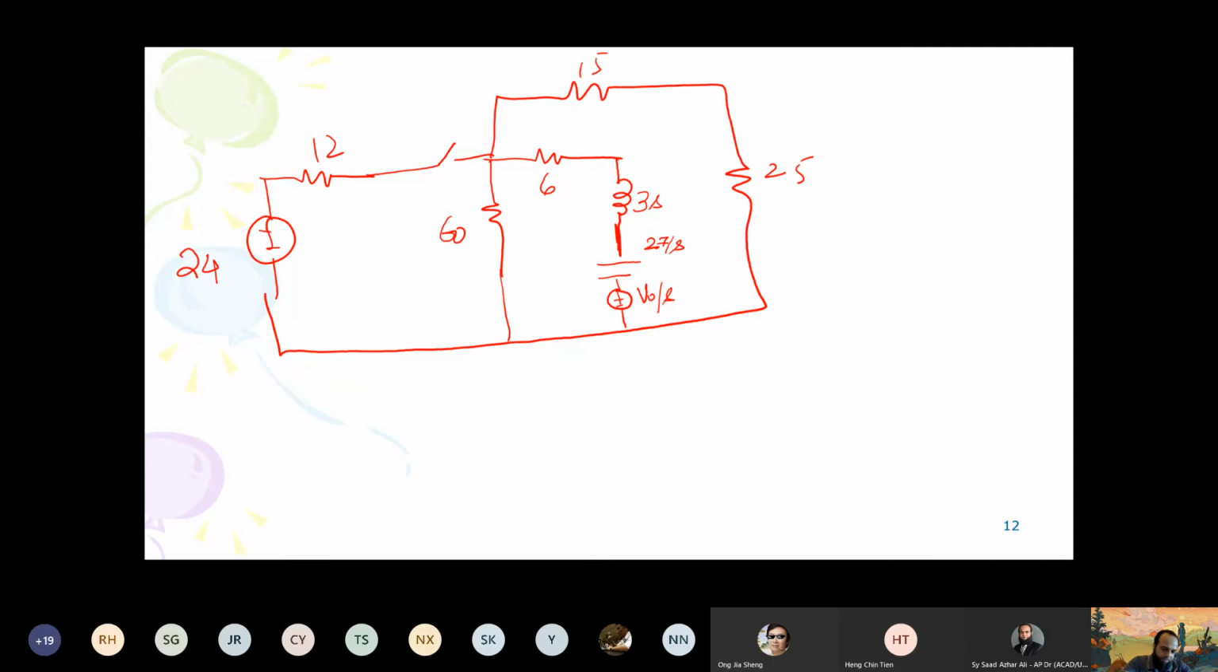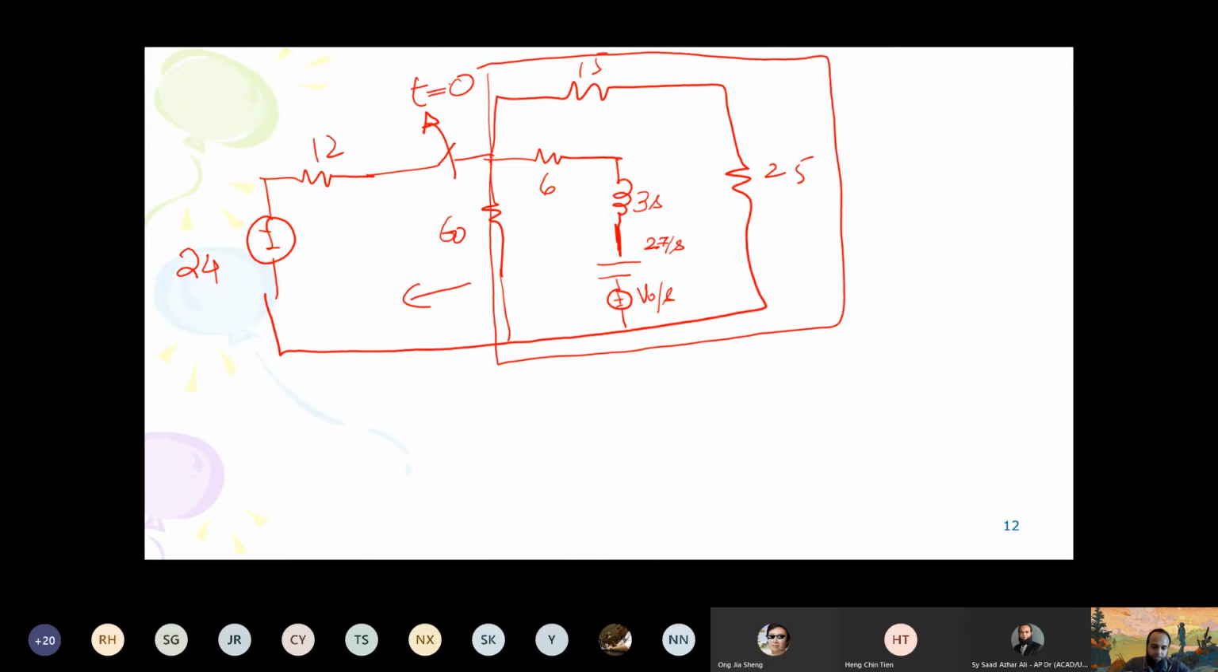Now we're considering at t equal to and greater than 0. So what will happen to the circuit on this side? This is open circuit, so this is all gone. So we're only left with the circuit here. All right. And we need to find out the capacitor voltage, V naught. Is it V naught? Just V only.